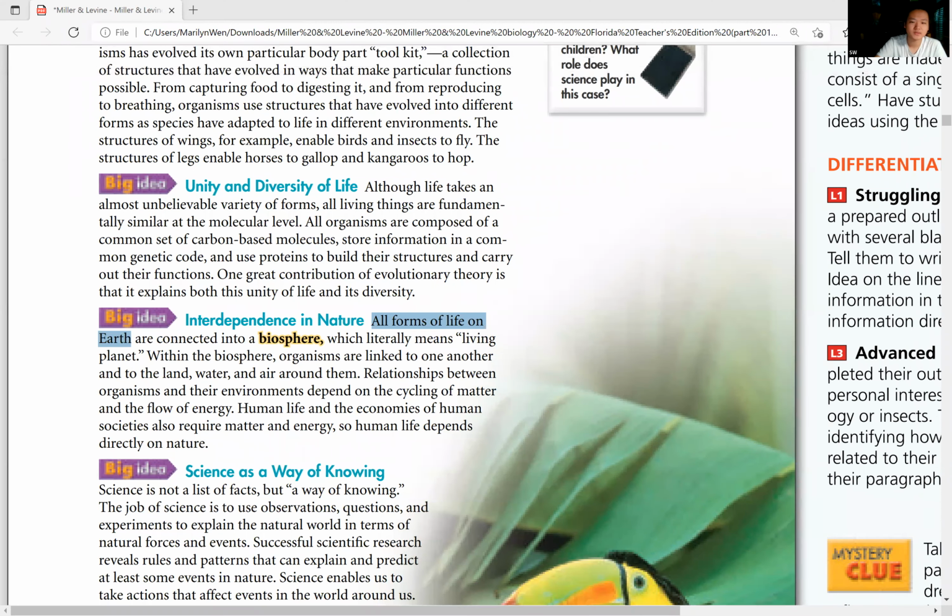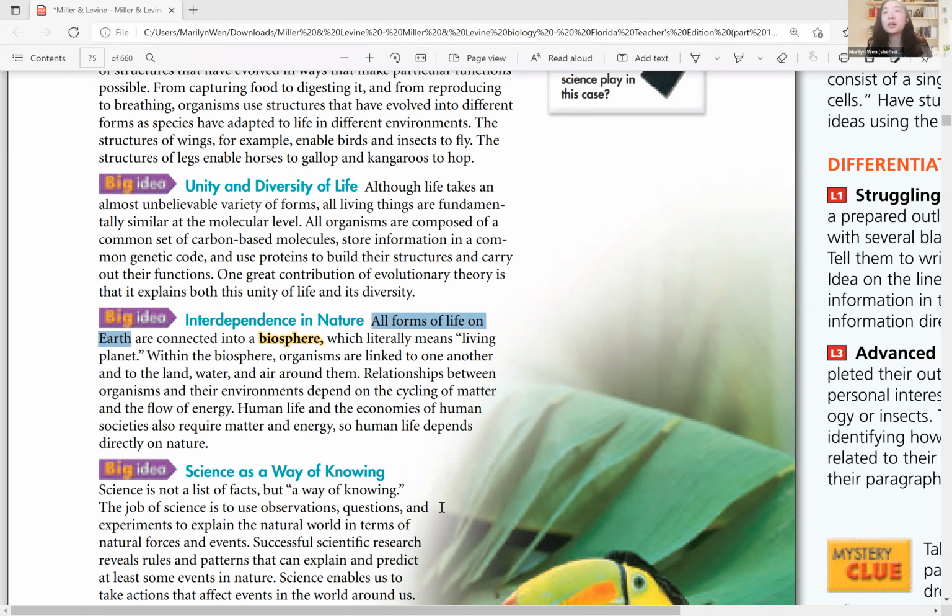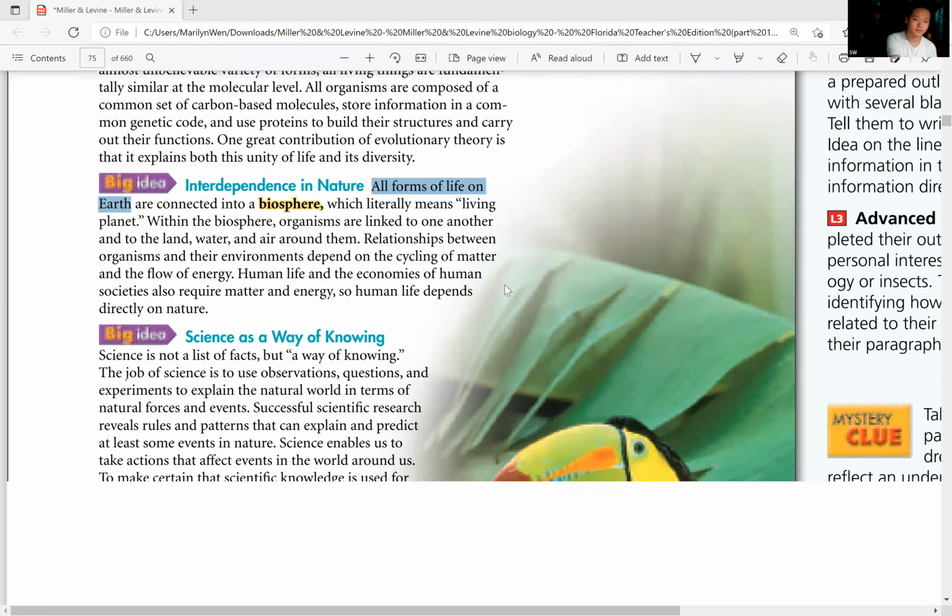I'm finished. So what is the biosphere? The biosphere is like, we're all in the biosphere, every species on the earth. If one part of the biosphere is destroyed or disappears, the whole biosphere will crash. So it basically says everything that's living on Earth is part of the biosphere. Okay.